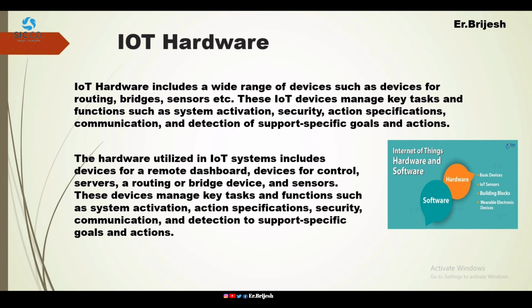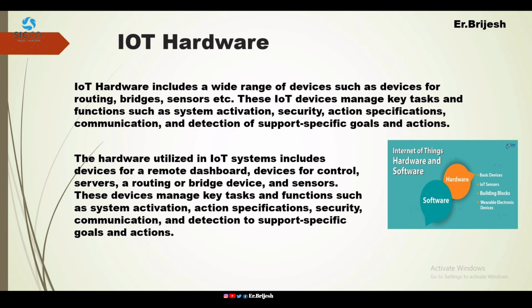IoT hardware includes a wide range of devices, such as devices for routing, bridges, sensors, etc. These IoT devices manage key tasks and functions such as system activation, security, action, specifications, communication, and detection of specific goals and action. So as you can see, hardware is the basic devices, IoT sensors, building blocks, wearable electronic devices. These are the hardware, and hardware includes everything that comes to connection, a physical device that you can see: routing, bridges, sensor, etc.